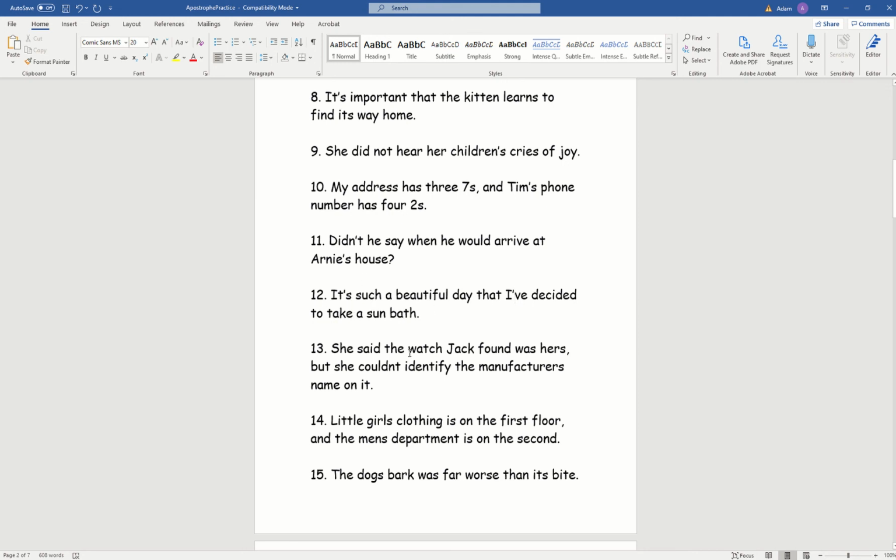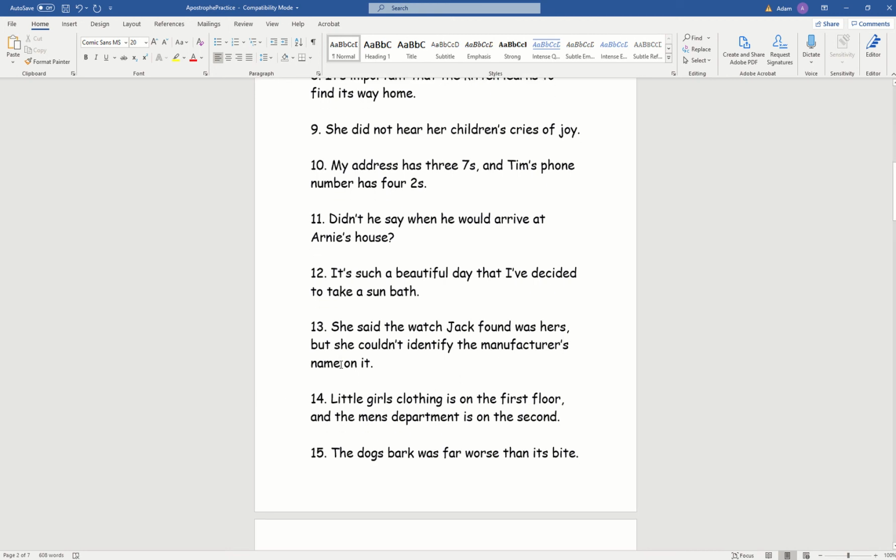She said the watch Jack found was hers, but she couldn't identify the manufacturer's name on it. Okay, she said the watch Jack found was hers. Anything in hers? Nope. Possessive pronouns, possession's built into it. She couldn't. I'm missing an apostrophe for could not. Identify the manufacturer's name on it. There is possession here. The name belongs to the manufacturer. It is the name of a manufacturer. Does manufacturer end in S? Nope. So I'm going to do apostrophe S, the name that belongs to the manufacturer.